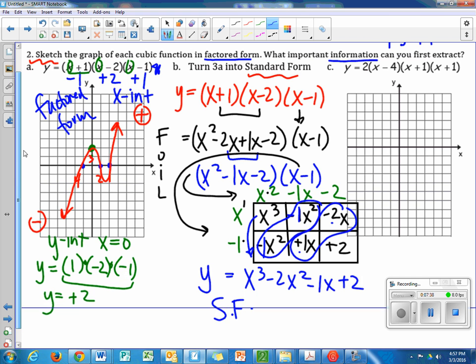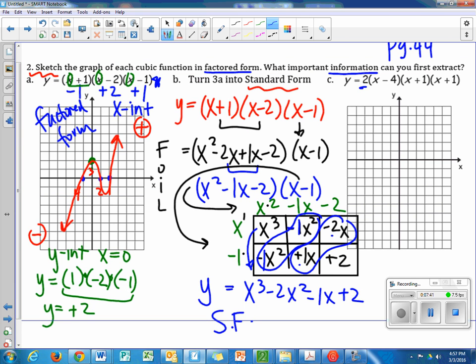For letter C, be careful, there's a 2 involved. You guys can challenge yourself, you guys can figure it out. Try your best on that one, please.